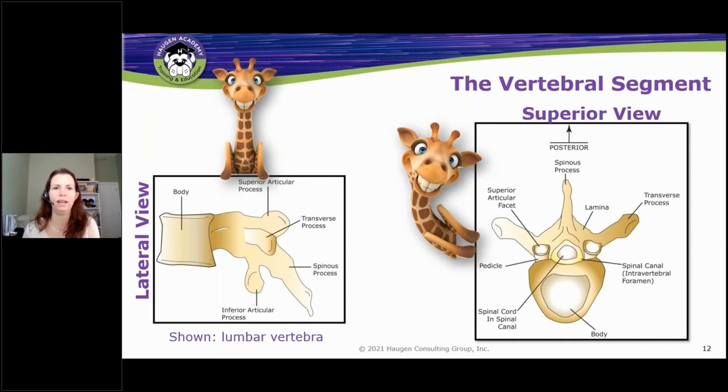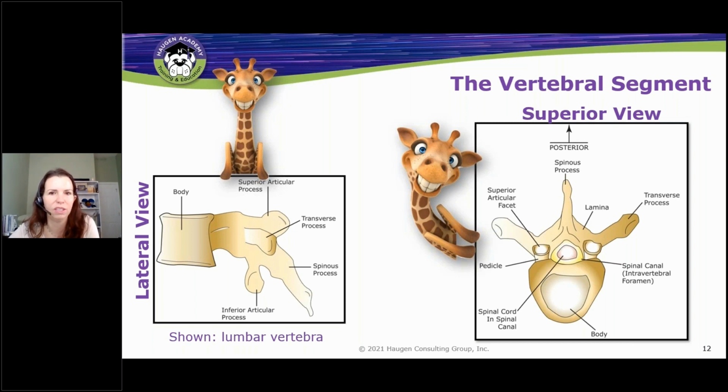And the next slide. So we're going to pause here and talk about the vertebral segment. We're going to go over this anatomy here in detail. Again, this is an example of a lumbar segment, as it's a bit larger, so it's a bit easier to see all of the components to it. And again, most vertebrae have the same basic shape, except for the ones we just talked about, the C2 and the C1.